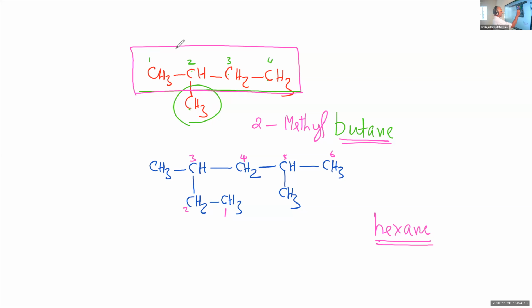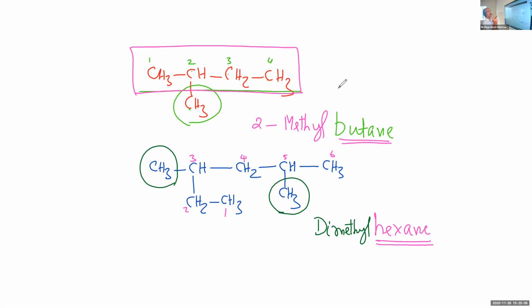the parent here. Now in hexane, which are the side chains? There is a CH3 group. There is another CH3 group. So there are two CH3 groups, and they are named as dimethyl. There are two methyl groups: methyl, dimethyl, trimethyl, etc. You have to mention the number. So dimethyl. In dimethyl, there are two methyl groups.